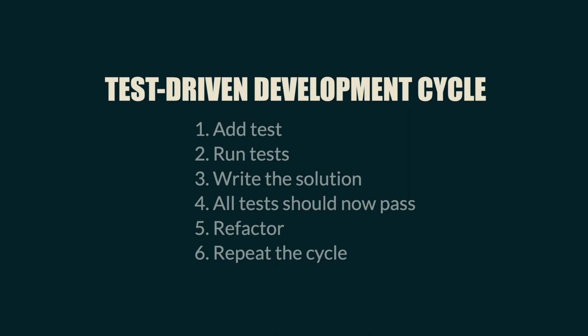The first step is add test, which means you have to write a test first for the code that solves your problem. The second step is run test. All new tests must fail because you don't have enough code that passes them. The third step is write the simplest code that passes your test. The next step is that all tests should now pass. The fifth step is refactor if needed, using tests after each refactor to ensure that functionality is preserved. And the final step is repeat the cycle.